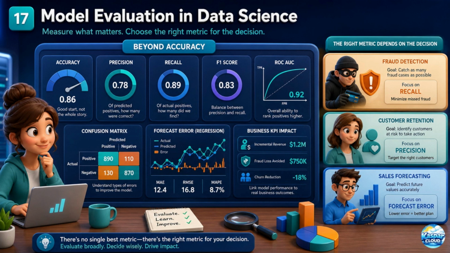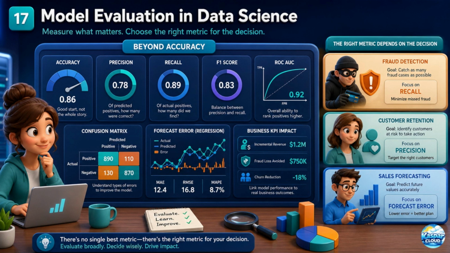Model evaluation should go beyond accuracy alone. In Fabric, teams can compare models using metrics such as precision, recall, F1 score, ROC AUC, confusion matrices, loss, error rates, and business-specific KPIs. For example, in fraud detection, recall may matter more because missing fraudulent activity can be extremely costly. In customer retention scenarios, precision may matter more because outreach budgets are limited. In forecasting, understanding error distribution across product categories may be more valuable than relying on a single aggregate score.